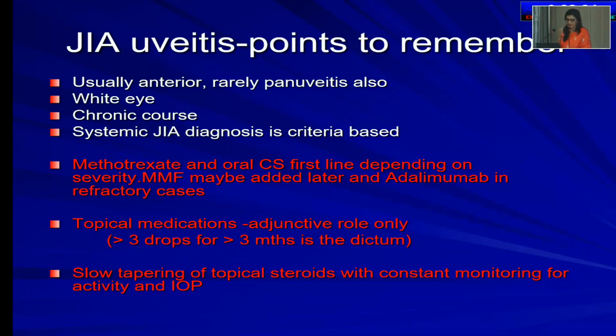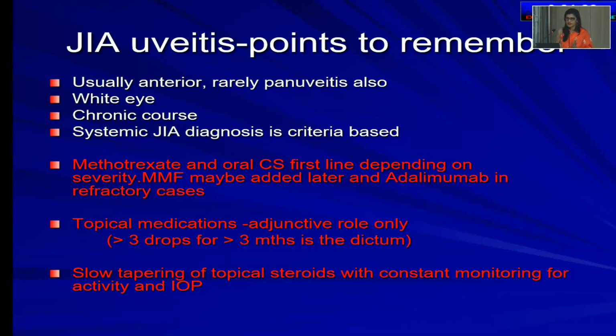Points to remember in JIA uveitis is that it is a white eye with chronic course, and the systemic JIA diagnosis is criteria based. So it's very difficult for us as ophthalmologists to diagnose JIA. So when you have a child presenting with chronic uveitis, it is always better to take the help of a pediatrician or a rheumatologist, preferably a pediatric rheumatologist, to work up your patient. Methotrexate and oral corticosteroids are the first line depending on the severity. Later on we may add MMF and adalimumab in refractory cases.